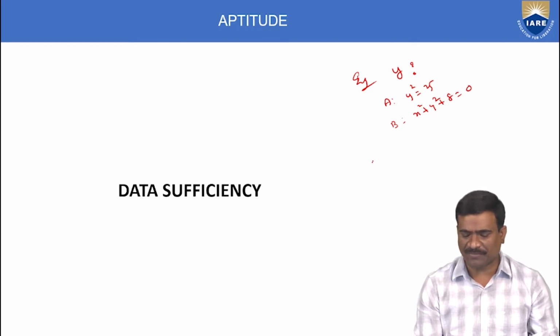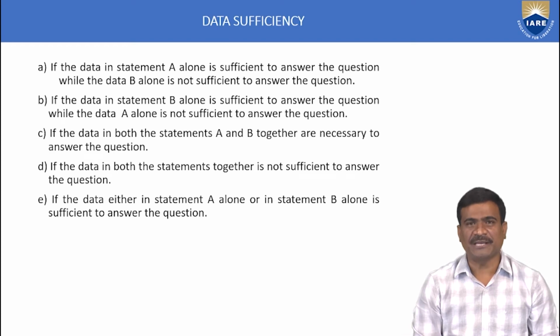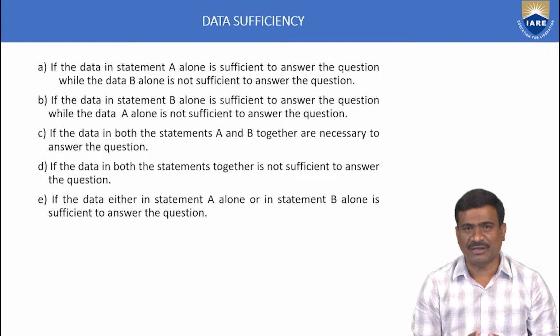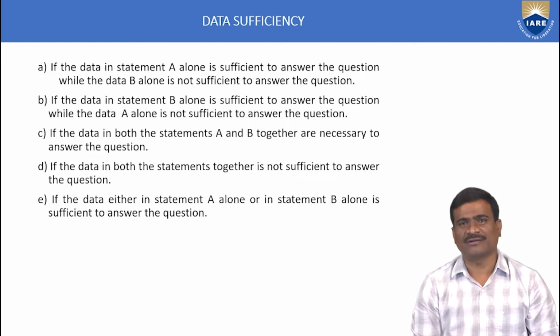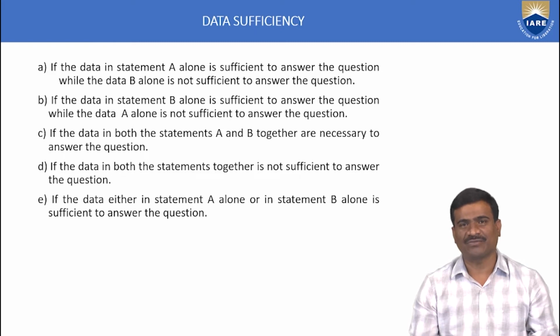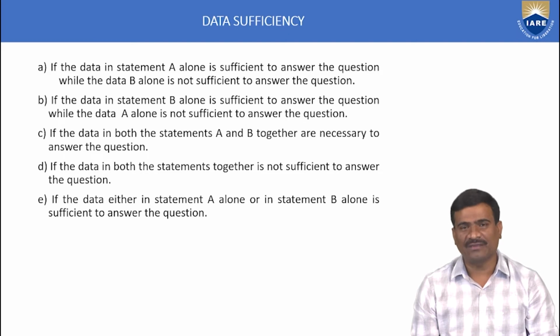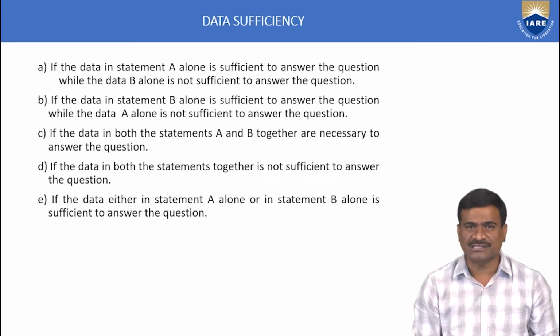Next, option A, if the question can be answered with statement A alone. Option B, if the question can be answered with the help of statement B alone. Option C, if the question can be answered with the help of both statements A and B together. Option D, if the question cannot find y. Option E, either A alone or B alone can find y. These are called options.